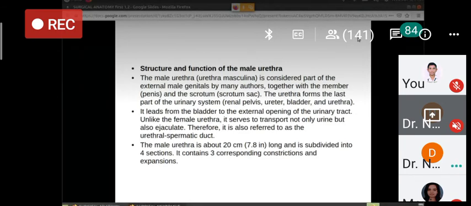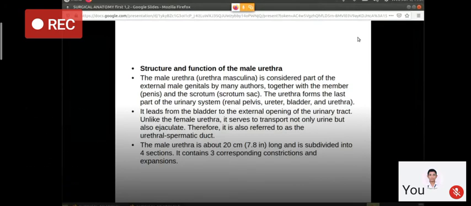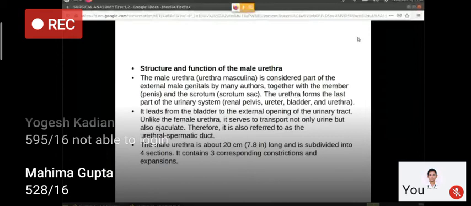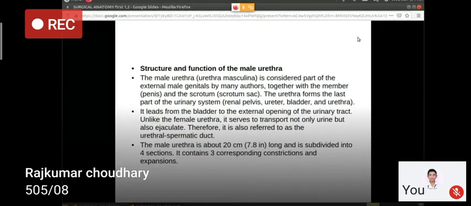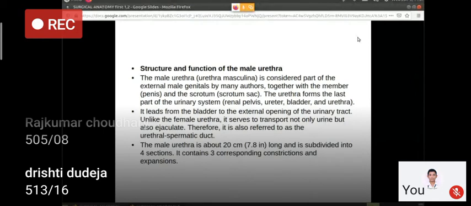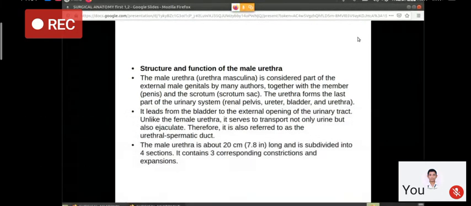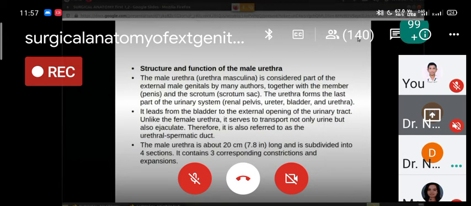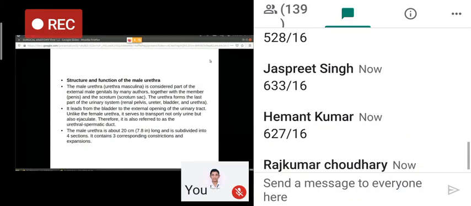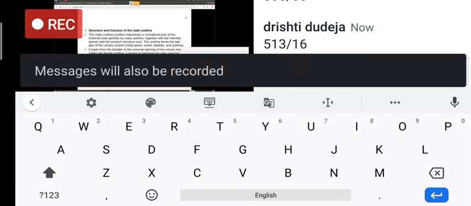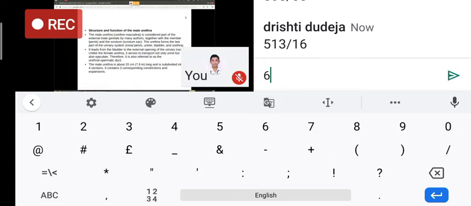The male urethra is considered part of the external male genitalia by many authors. Together with the penis and the scrotal sac, the urethra forms the last part of the urinary system: ureter, bladder, urethra. It leads from the bladder to the external opening of the urinary tract. Unlike the female urethra, it serves to transport not only urine but also ejaculate. Therefore, it is referred to as the urethral spermatic duct. The male urethra is 20 centimeters long and divided into four sections, with three corresponding constrictions and expansions.